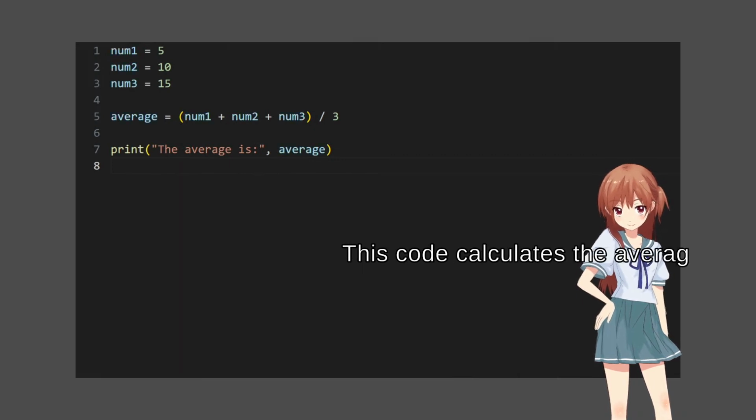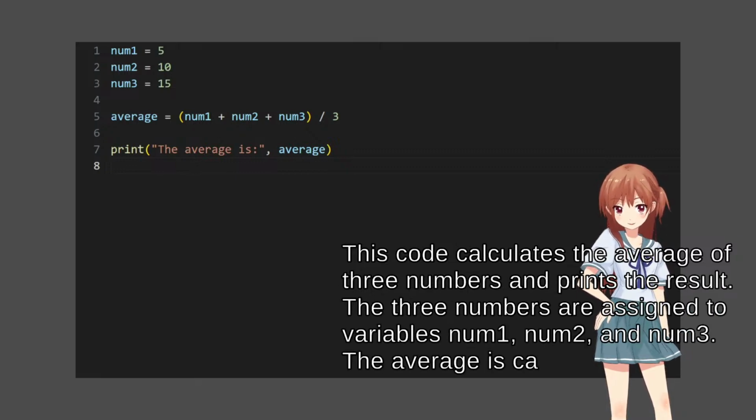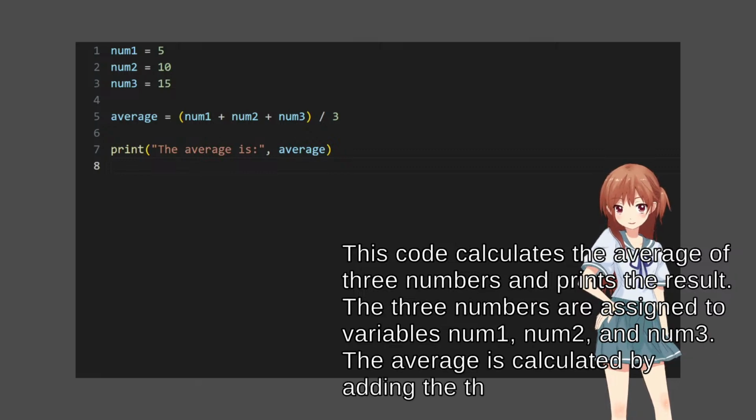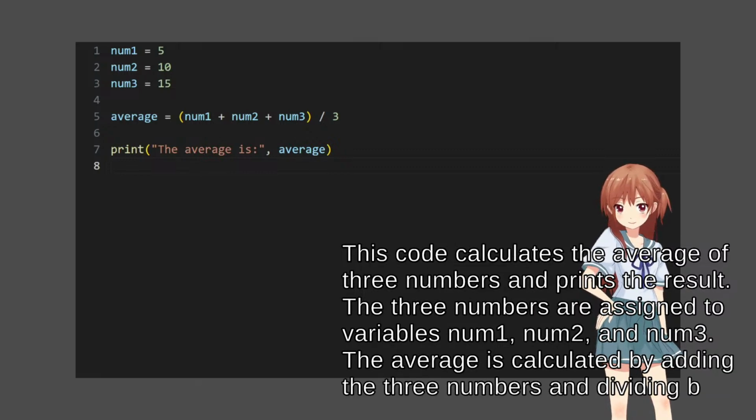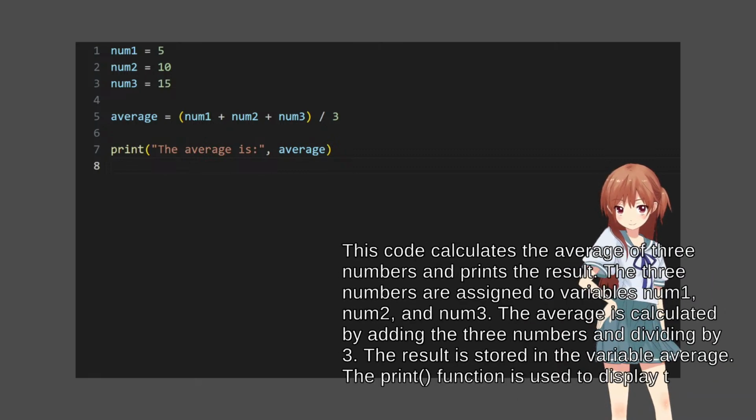This code calculates the average of 3 numbers and prints the result. The 3 numbers are assigned to variables num1, num2, and num3. The average is calculated by adding the 3 numbers and dividing by 3. The result is stored in the variable average. The print function is used to display the result with a message.